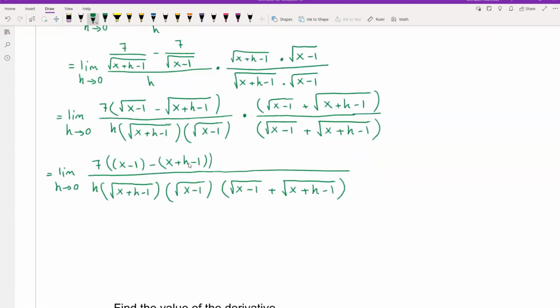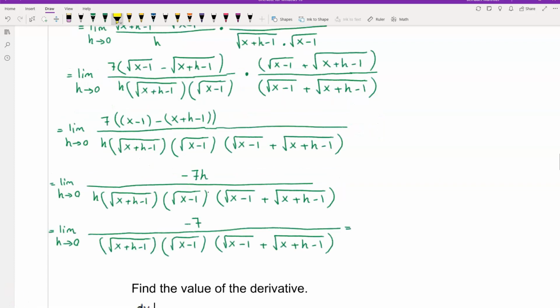So what we have here, after multiplying square root of x minus 1 minus square root of x plus h minus 1 by square root of x minus 1 plus square root of x plus h minus 1, we have x minus 1 minus x plus h minus 1, and we have to multiply by 7. And rewrite what we have in denominator. Now simplify our numerator. So combining like terms, here on this part, our answer for numerator is negative 7 times h.